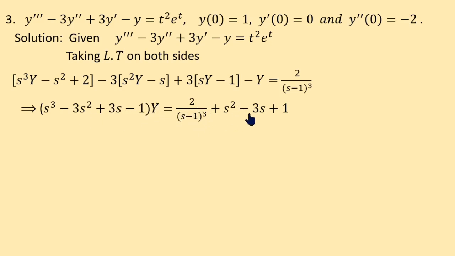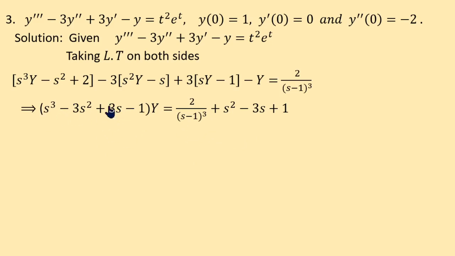plus s square minus 3s plus 1. By taking the common denominator, it is 2 plus (s square minus 3s plus 1) into (s minus 1) whole cube, divided by (s minus 1) whole cube. But s cube minus 3s square plus 3s minus 1 is also (s minus 1) whole cube. Dividing by this means the denominator becomes (s minus 1) power 6.